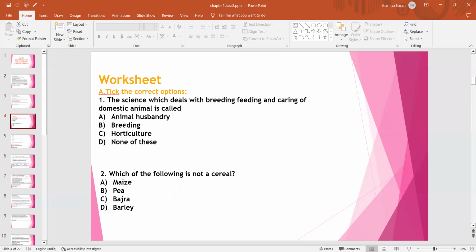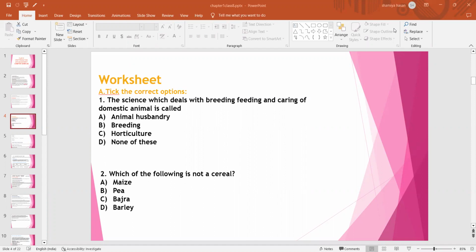Now we have some worksheet over here in which you have to tick the correct answers, right? So what you need to answer first? A. Tick the correct options.